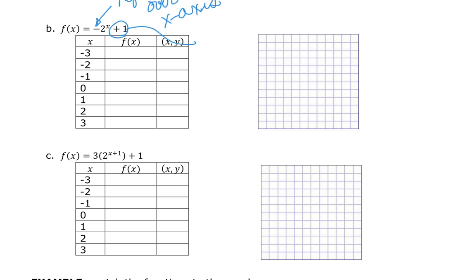And this plus 1 where I see it is going to mean that I'm going to go up 1. So here is my original one. I'll do it in blue. So it's going to look something like this. And then 4. So there's my original function. This is f of x is equal to 2 to the x.